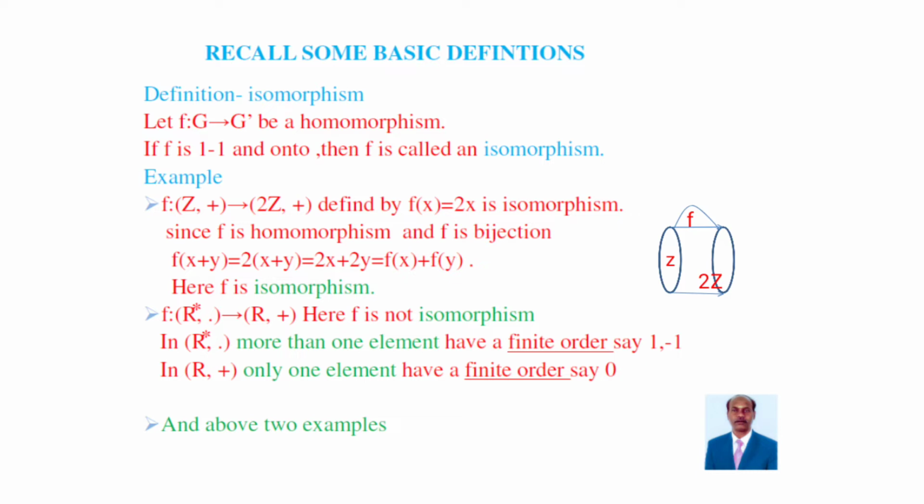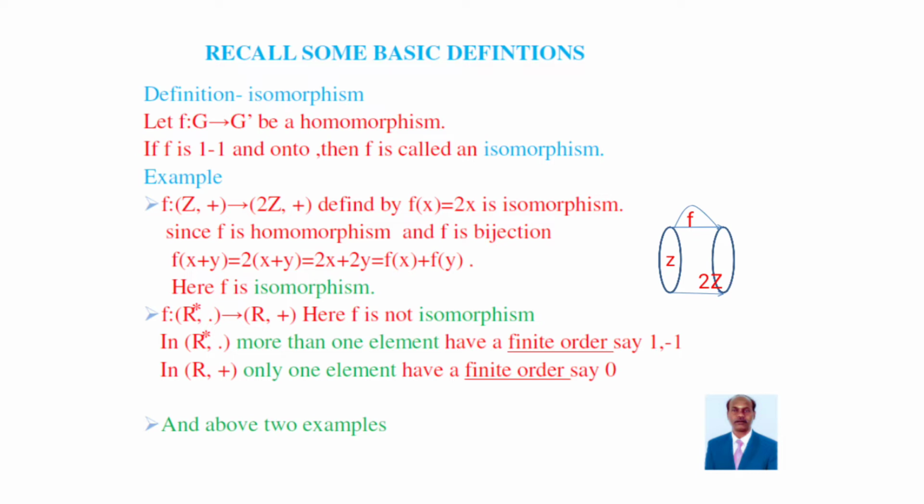If you look at the picture, the domain set is Z and the codomain set is 2Z. Every element in the domain set has a separate image in the codomain set. Also, every element in the codomain set has a pre-image in the domain set. So 1-1 and onto are satisfied, and also homomorphism is satisfied.